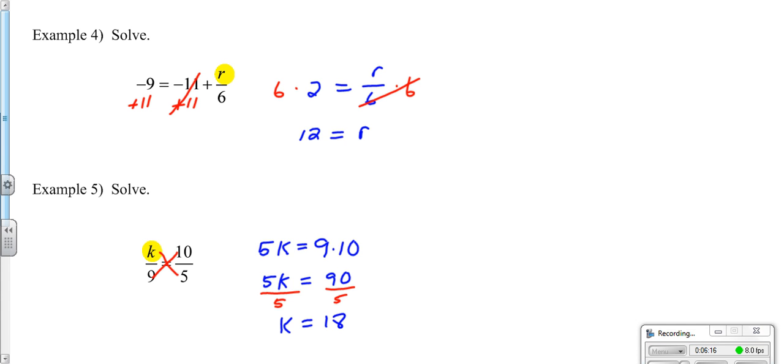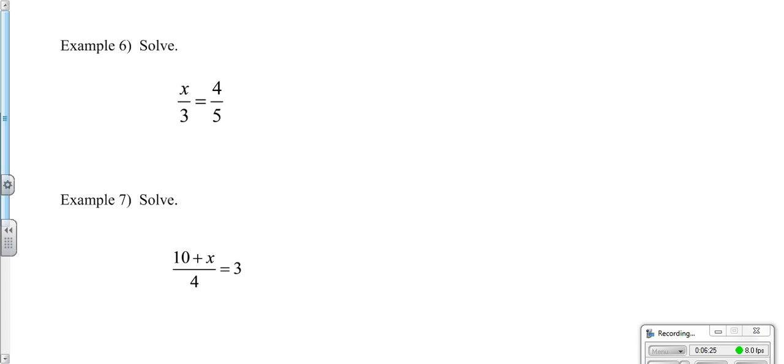So again, when we have equations, we can solve. When we have expressions, all we can really do is simplify by combining like terms if possible. Here we have another proportion. So as we did before, we will cross multiply, and that will give us 5x equals 3 times 4, which is 5x equals 12. We would undo that by dividing by 5.